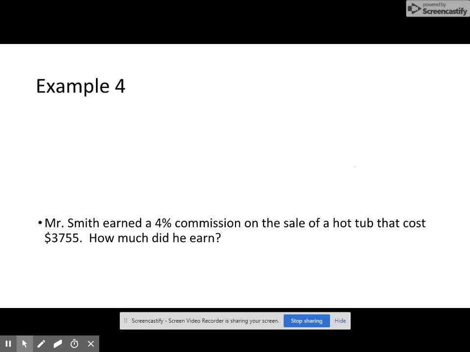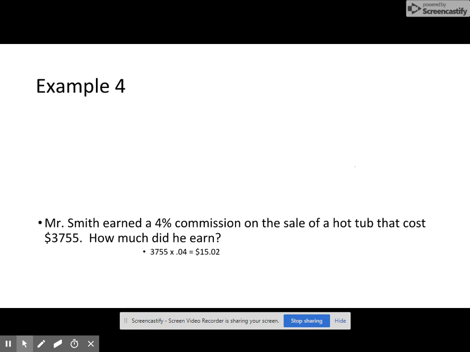All right, let's talk about what you should have done to solve the problem. We will take 3,755 and we will multiply it times 0.04 because that will be 4%, and I get $15.02. I should have this one labeled because it is an amount of money. All the other problems up to this point have not really needed labels, but this one does. So you will have problems on your assignment tonight that need to be labeled just like this.